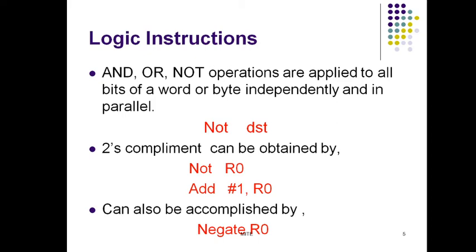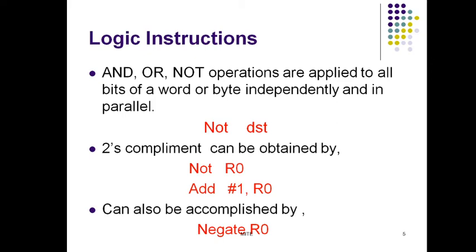So we know that AND, OR, and NOT are the main building blocks of digital circuits, which have AND gate, OR gate, and NOT gate. So the same operation can be done in the software. How can it be done? Using the instructions that perform these operations, which will be applied on all the bits of a word or byte in parallel, meaning altogether it will be applied.